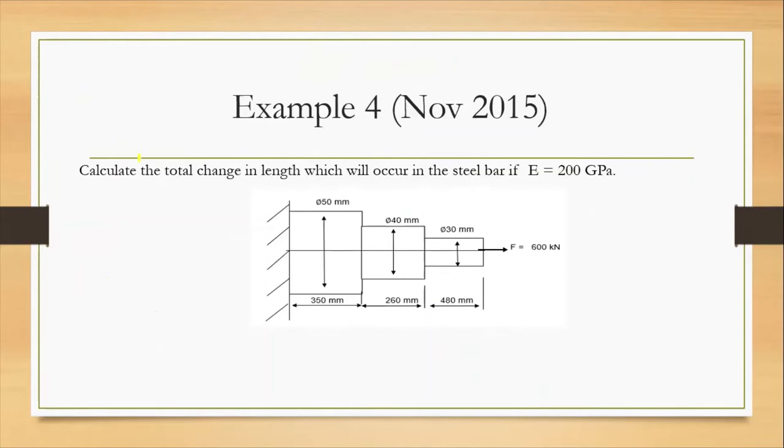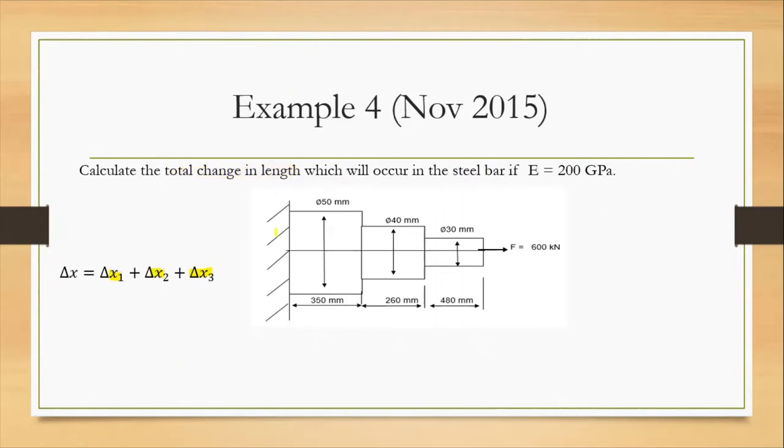Let's continue. Now, calculate the total change in length that will occur in the steel bar. So, guys, we've got 1, 2, 3 this time around, but it is the same process. What are we looking for? The total extension. Now, to find the total extension, we know that the total extension is change in extension 1 plus change in extension 2 plus change in length 3. So each of them is going to have its own extension.